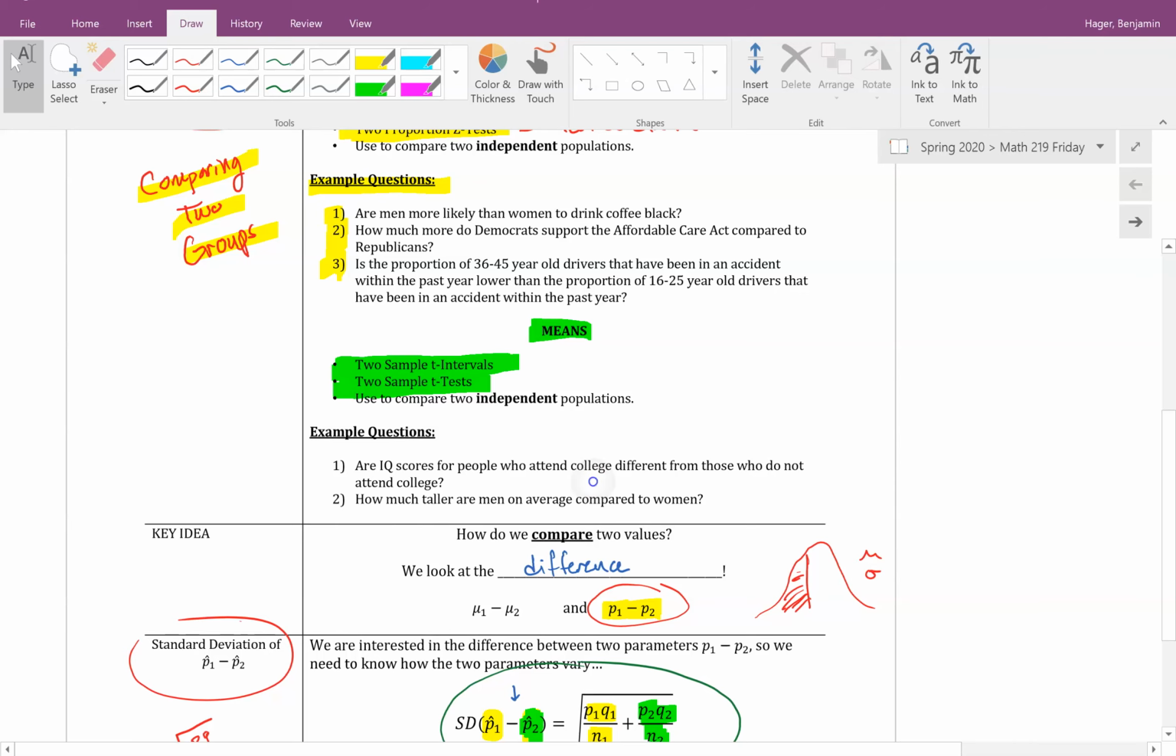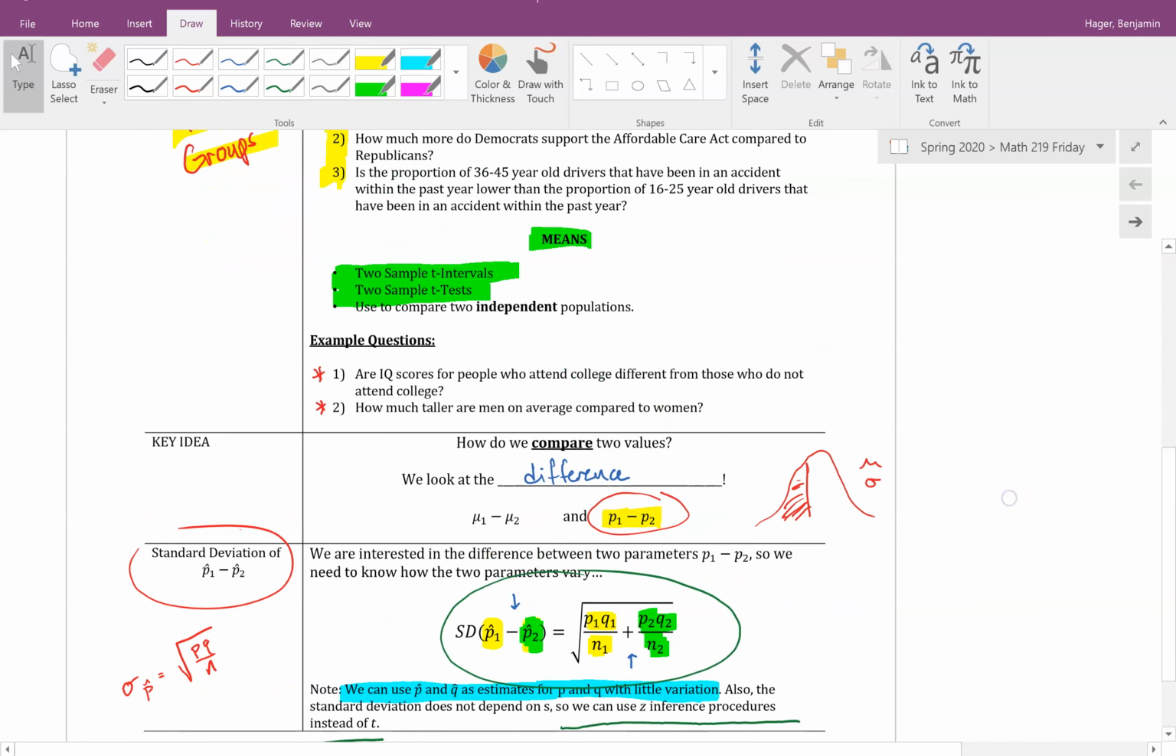All right, so here are some examples of scenarios that may come up. Are IQ scores for people who attend college different from those who do not attend college? So the mean IQ score among those two groups, are they different? How much taller are men on average compared to women? Again, these aren't proportions or percentages, they're an average number. And so it's comparing the difference of averages between two groups.